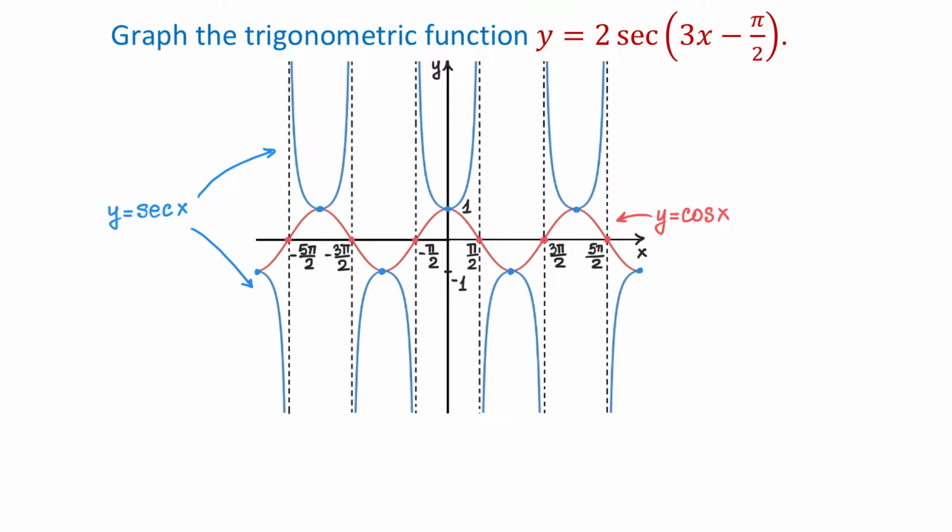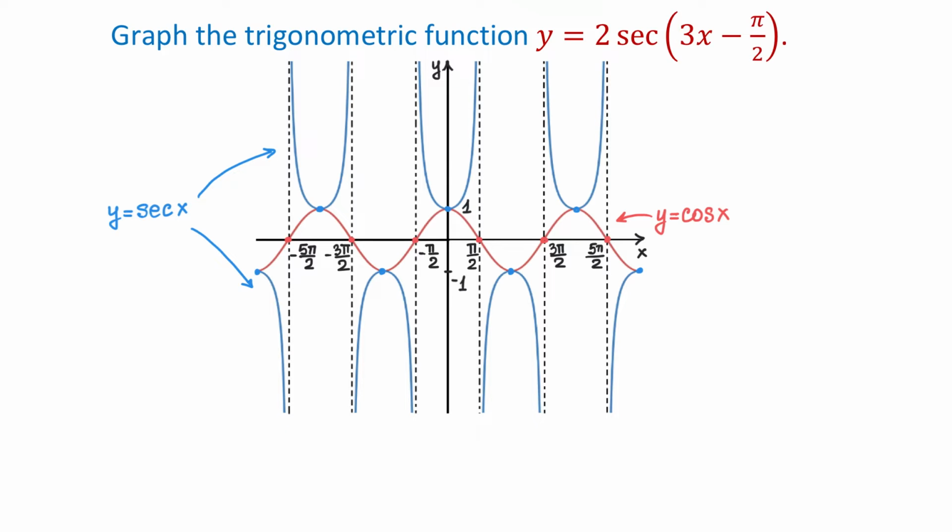In this example, we will graph the trigonometric function y equals secant of 3x minus pi over 2. Before we do that, we will review the graphs of the basic cosine and secant functions. So here we have the cosine function in red and the secant function in blue.